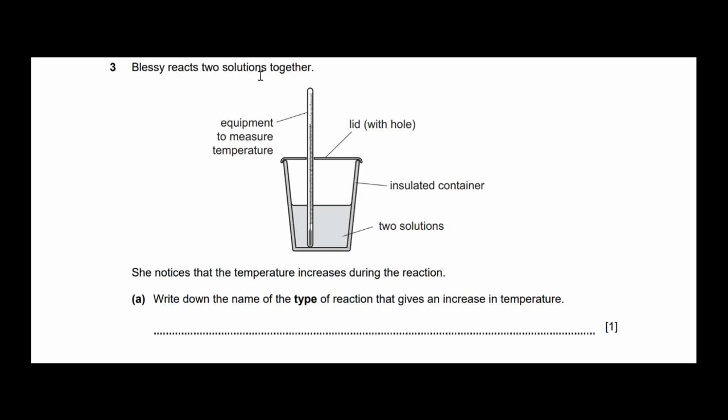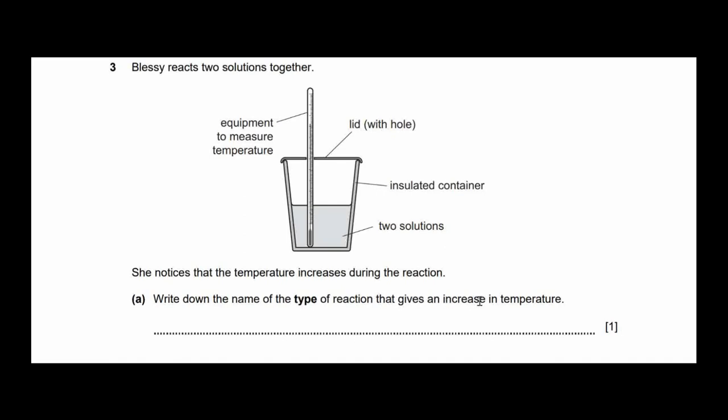Bessie reacts two solutions together. The equipment to measure temperature: a lid, a well-insulated container with the solution. She notices that the temperature increases during the reaction. Question A: write down the name of the type of reaction that gives an increase in temperature.